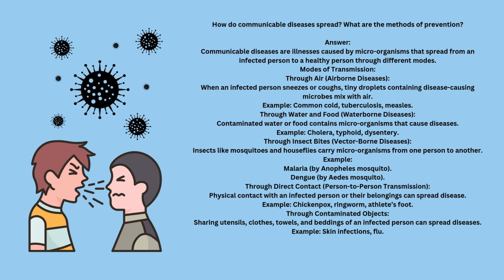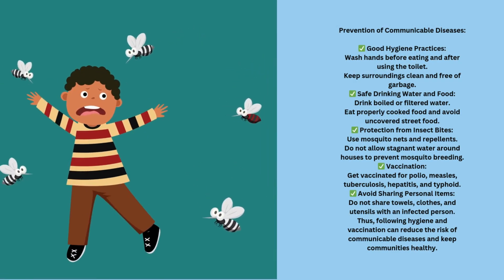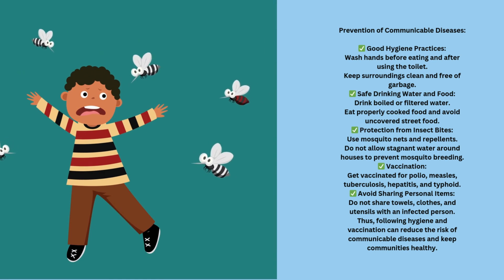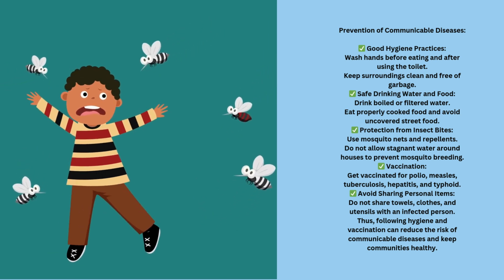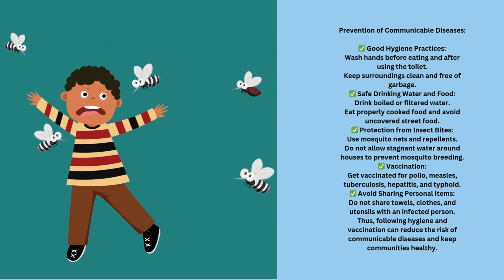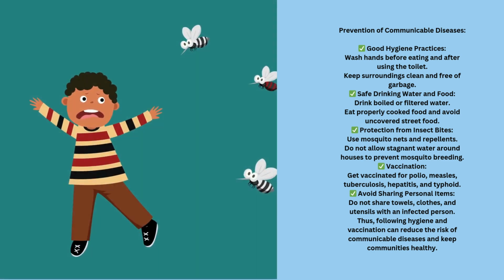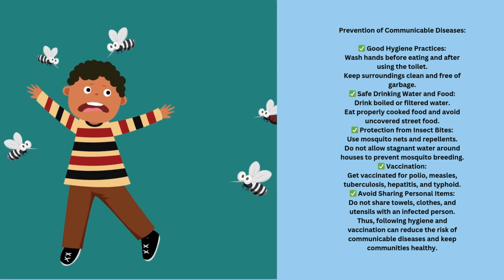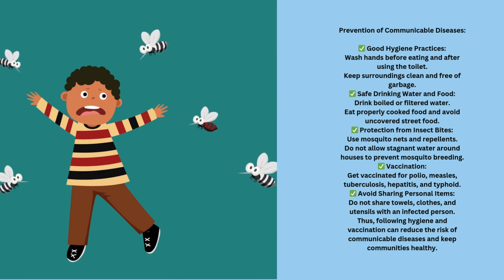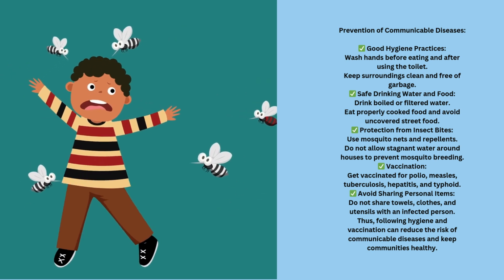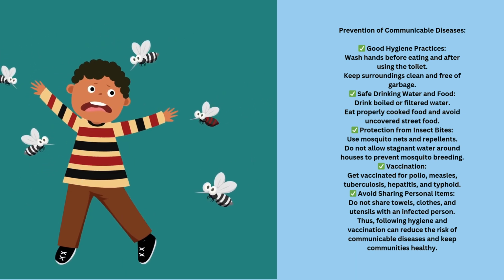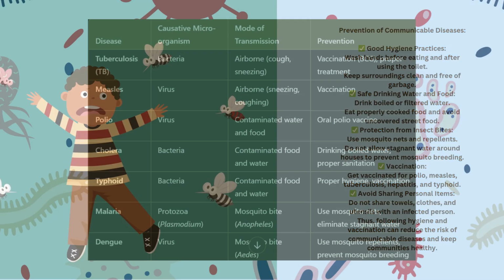So we can reduce this by having healthy habits. We need to follow good hygiene practices: wash our hands before and after using the toilet, drink safe water, protect ourselves from insect bites, and avoid sharing personal items like towels, clothes, etc. So following hygiene methods and vaccinations can reduce the risk of communicable diseases and keep our community healthy.